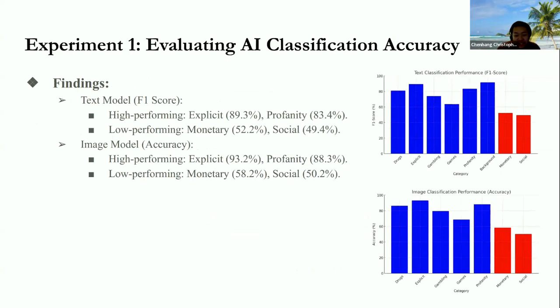The text model had strong classification performance for categories like explicit content with an F1 score of 89.3 and profanity with 83.4%, but struggled. The image classification model had similar issues with the accuracy dropping below 60% for monetary and social. So this suggested that the dataset for those two categories was either too ambiguous or lacked sufficient high quality samples. Since we were unable to obtain better data and these categories were not central to our goals, we decided to exclude them. For the remaining categories, we analyzed the misclassified samples to identify patterns and refine the data accordingly and reran the experiment to assess any improvements.